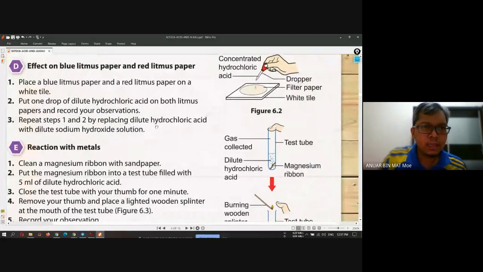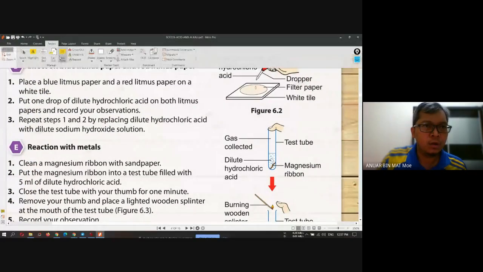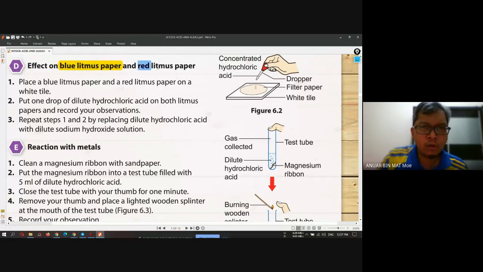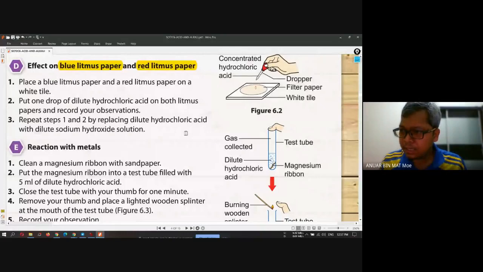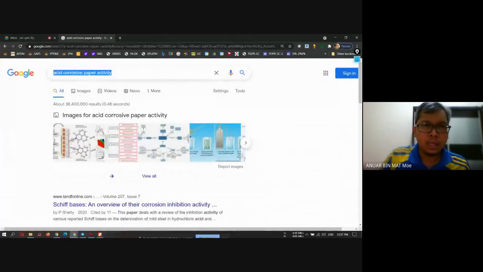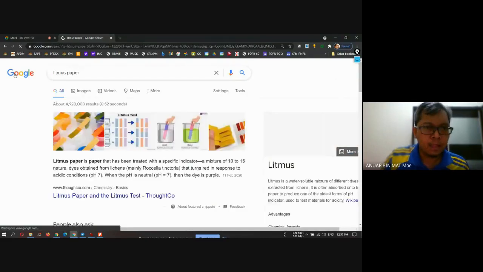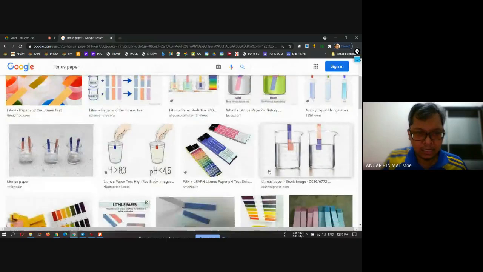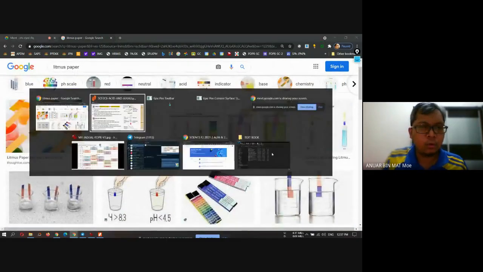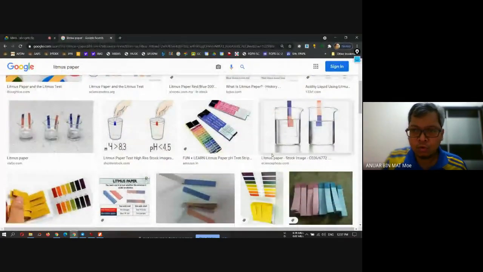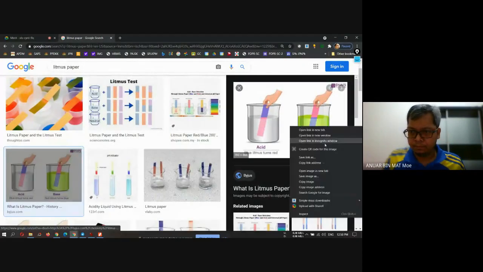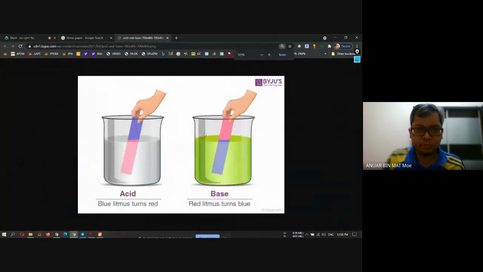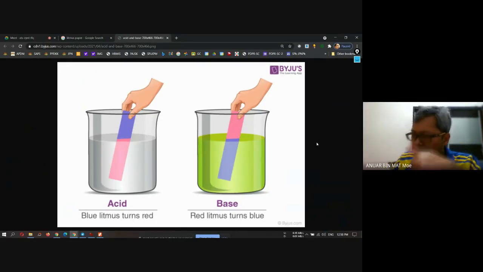Next one, D, the effect on blue litmus paper and red litmus paper. We have two types of test paper. We call them red litmus paper and blue litmus paper. Litmus paper is just to show whether the substance is acid or alkali. Litmus paper has only two colors, red and blue, only two.